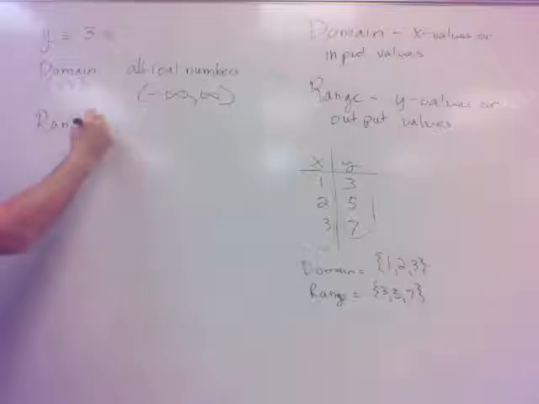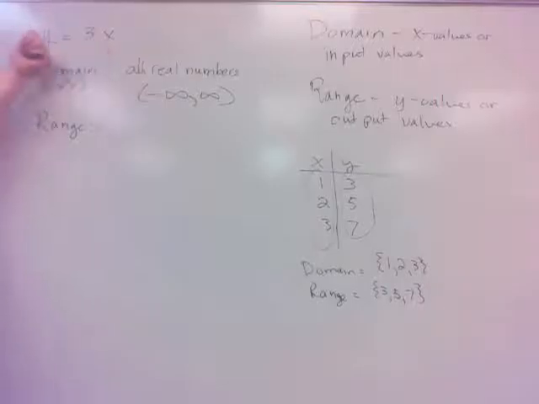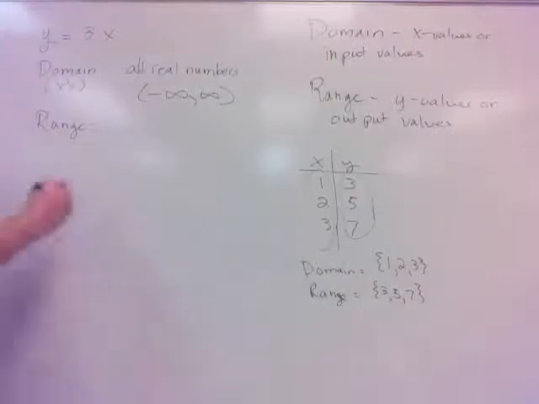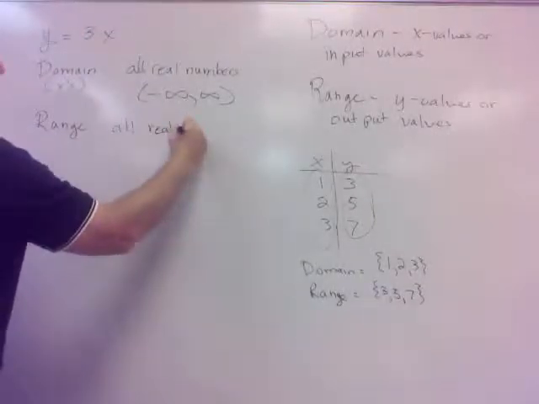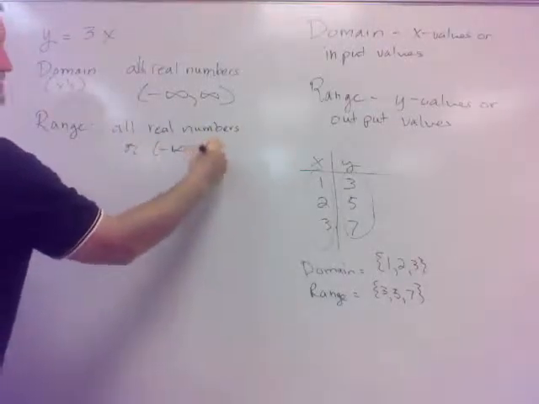Then what about the range? That's a little trickier sometimes, but you just have to think. If I plug in any real number here, what's y going to come out to be? Well, it depends on what the x is, but if x is 2, then you get 6. If x is 3, you get 9. If x is negative 2, you get negative 6. So can y be anything too? Yeah, y can be positive, it can be negative. It's all real numbers too. So it's also negative infinity to positive infinity.